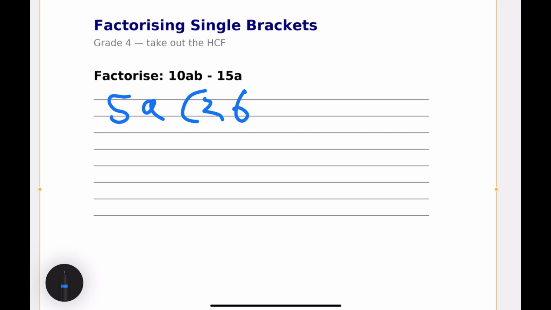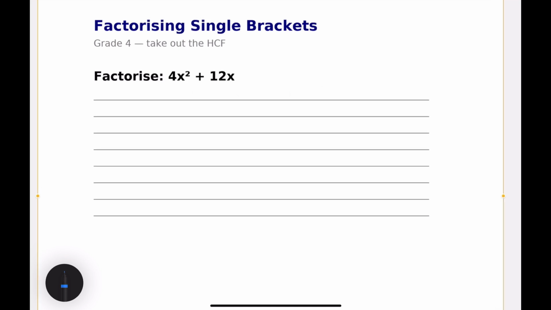as a divided by a is 1. So now if we do the negative 15 divided by 5, that's going to be negative 3. And if we do the a divided by a, that's going to be 1. But you don't need to write the ones down, as if we're multiplying anything by 1, it's going to be the same. So you don't need to write that down. It just cancels it out basically.